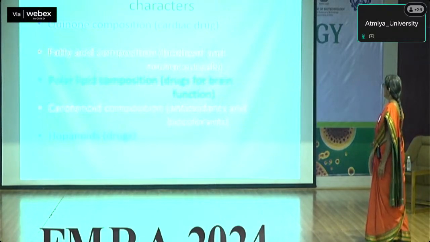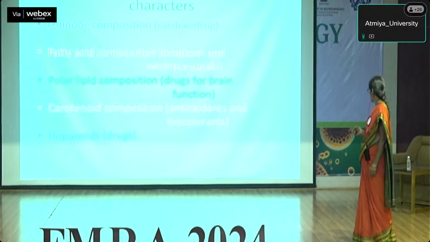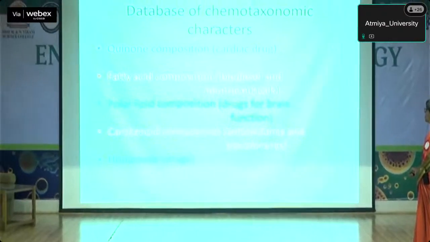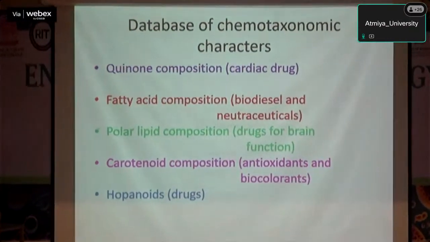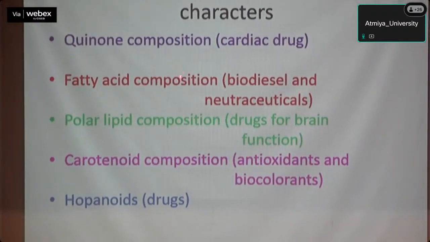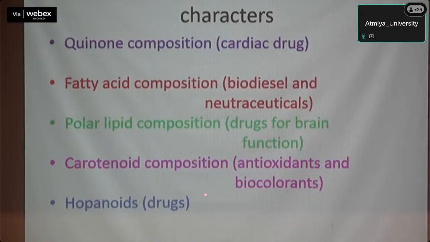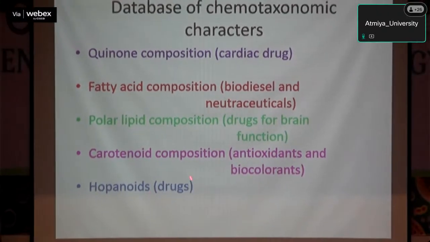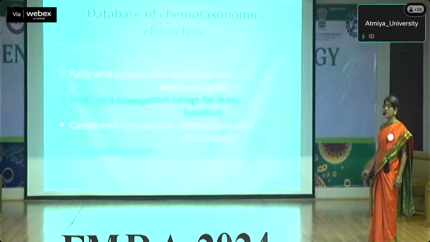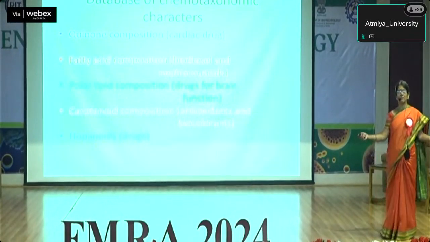So whenever you are doing these chemotaxonomic characteristics, you are also using a lot of characterization methods. For quinone, you will have to do HPLC, fatty acid composition, GCMS, polar lipid composition. Again, you can do 2D TLC, or you can go to GCMS, carotenoid, again HPLC, hopanoids, GCMS. So you are using different methods. And this is compulsory for us. We have to do characterization, which is a basic fundamental work.